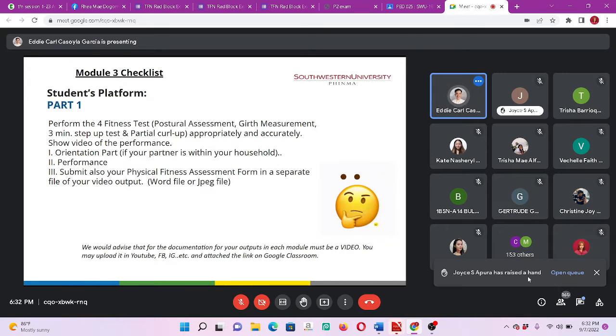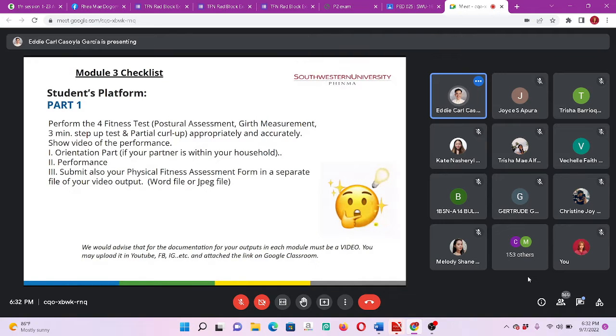Any clarification regarding module 3 part 1? Go ahead, so that later we can continue with part 2. Yes, Apura?